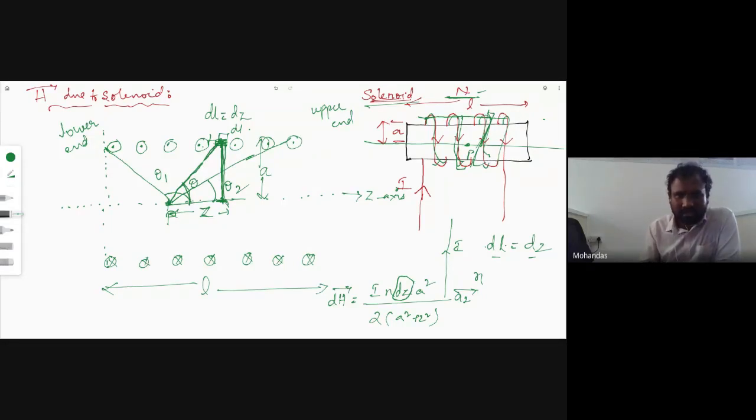This is a little triangle. This is a right angle triangle. Let me draw this right angle triangle separately here. And this angle is theta, and this length is z, and this height is a. In this, can you tell me what is the cot theta in this triangle? Please respond. What is the cot theta in this triangle?